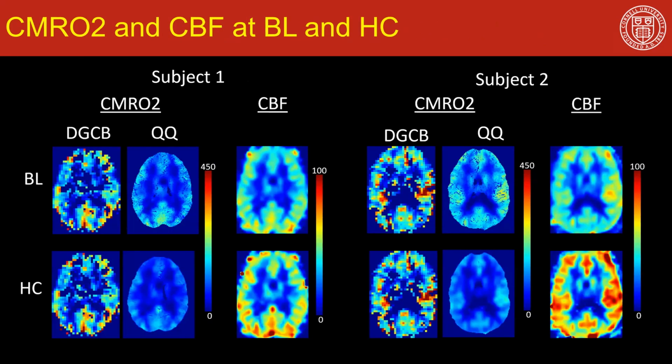Here are the corresponding CMRO2 and CBF maps in the same subjects. QQ shows a good CMRO2 contrast between gray and white matter without extremely high values. QQ shows slightly decreased CMRO2 at hypercapnia compared to baseline. And please note that hypercapnia CMRO2 is identical to baseline CMRO2 in calibrated fMRI, as the iso-CMRO2 assumption is used. CBF is increased at hypercapnia compared to baseline, as expected.